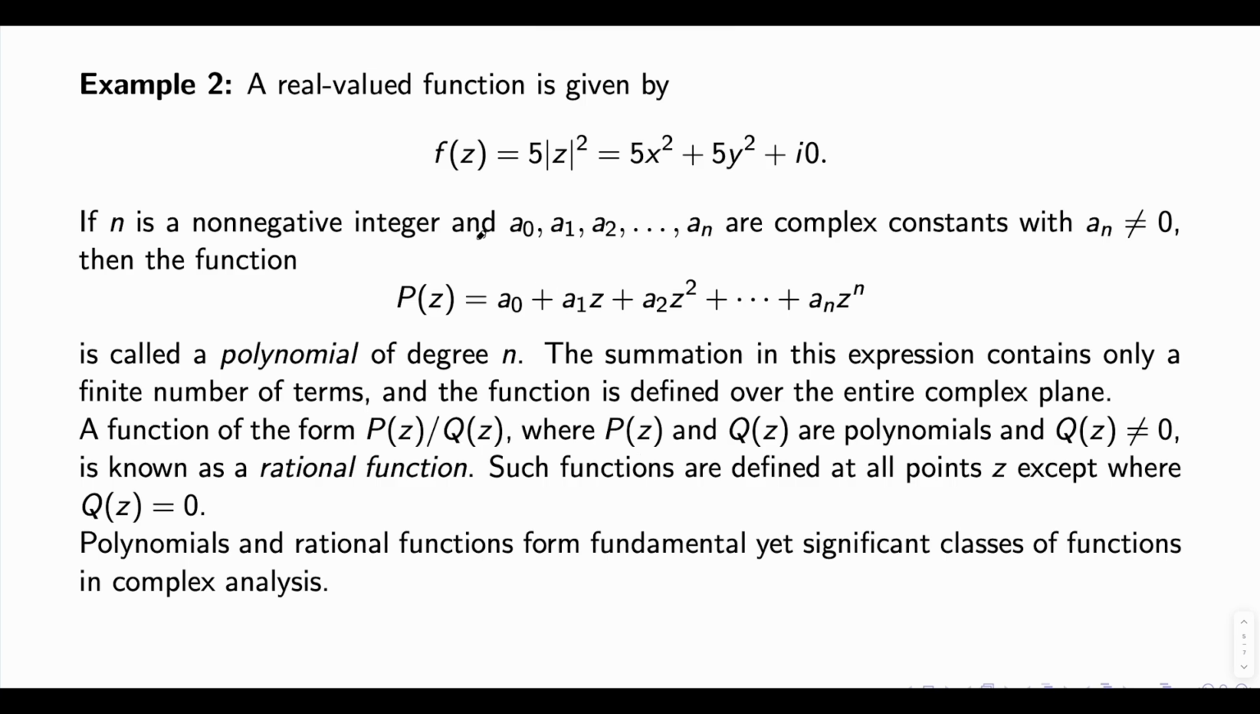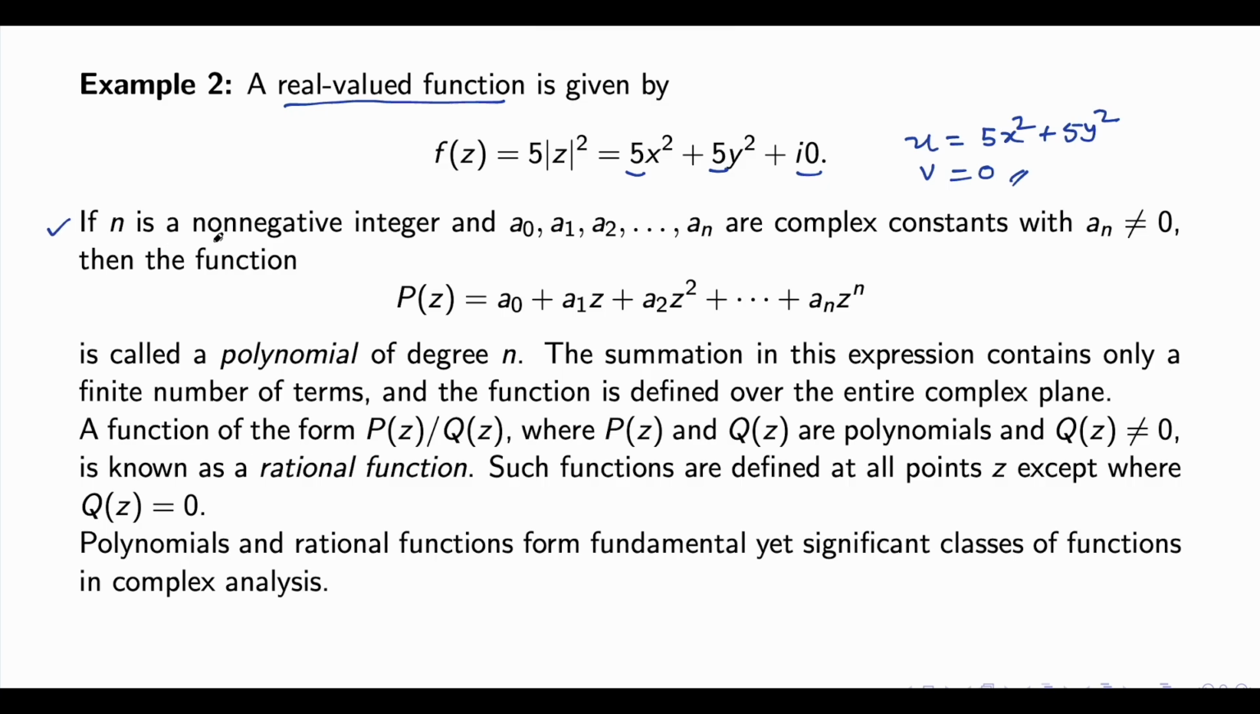Another example is f(z) given by this, because this gives a real valued function. You see 5 times modulus of z square, and modulus of z square is x square plus y square. The 5 times multiplication happens in each term, and there is no imaginary part, so I can write i times 0. So u is 5x square plus 5y square, and v is 0.